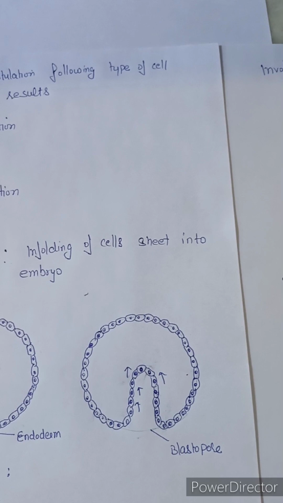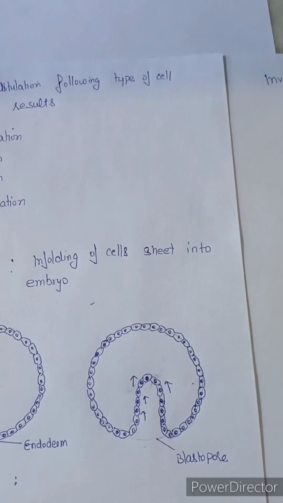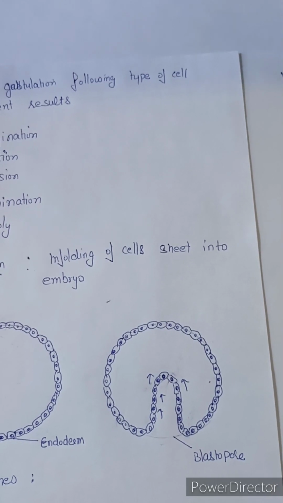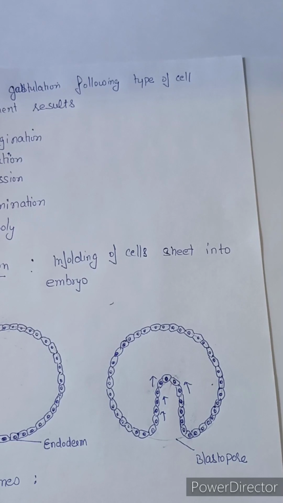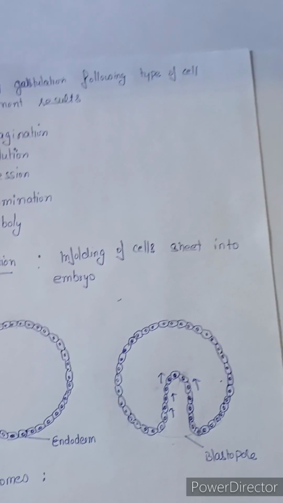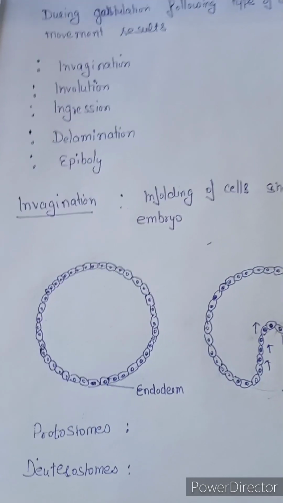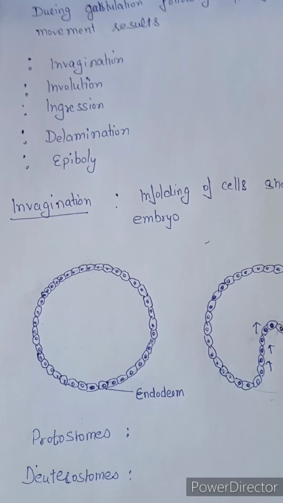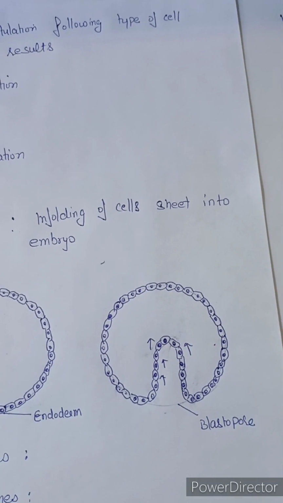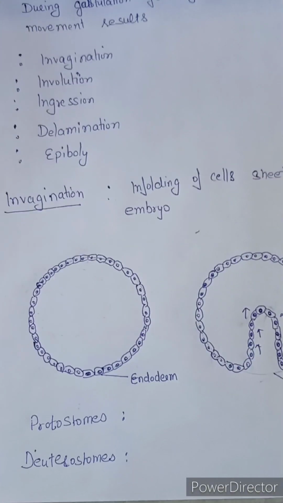Here you can see that with enfolding a blastopore is created. This blastopore can result in formation of mouth or anus. If the blastopore results in formation of the mouth, the animals are categorized as protostomes, right? Usually lower invertebrate animals are in this category. If the blastopore results in formation of the anus, the animal type is known as deuterostome, right?